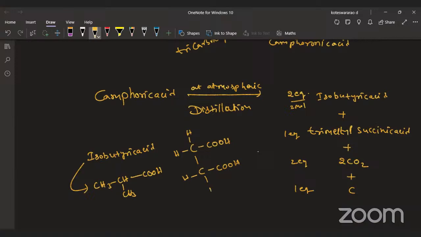This is succinic acid. All the hydrogens are there. Now the three hydrogens are replaced with three methyl groups. This is known as trimethyl succinic acid.